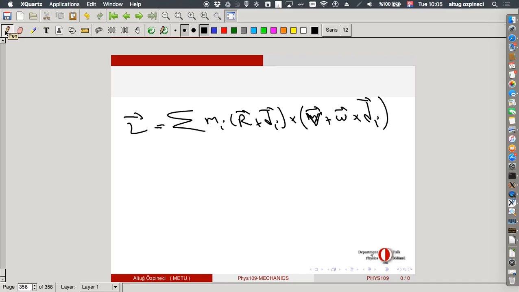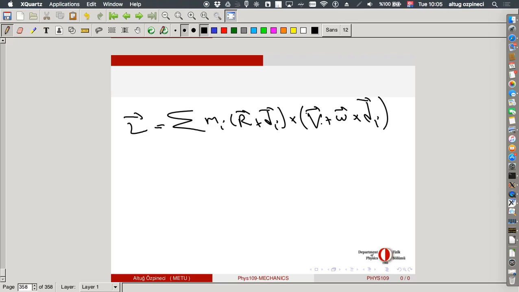Now, any questions up to here? This is the position of that very small mass, mi, relative to my origin. This is the velocity of my object of that very small mass in my inertial reference frame. And here this large V is the velocity of my rotation axis.